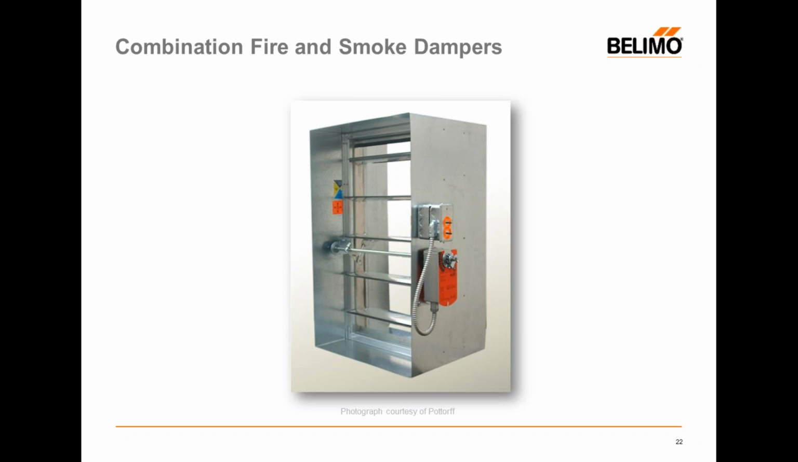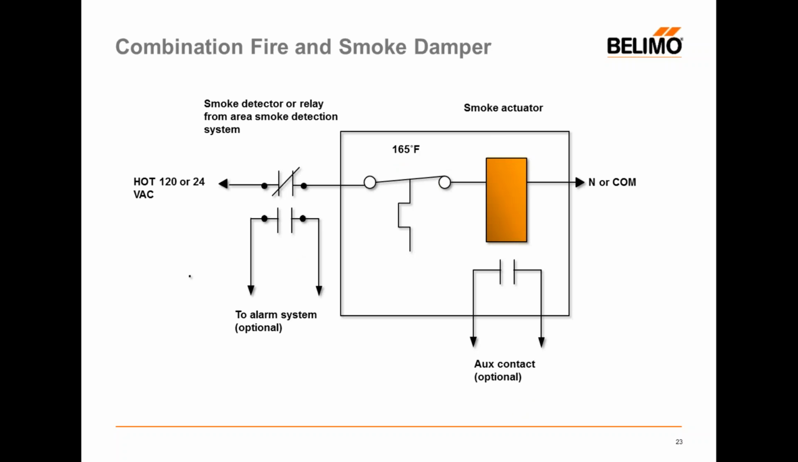What will happen is those will sense temperature in the duct, and if there is for some reason no smoke detected, but temperature reaches those higher limits, they will break power to that actuator and close the fire smoke damper assembly. Here we see a very, very basic drawing and how most combination fire smoke dampers are wired.